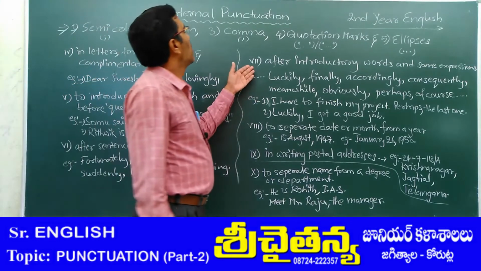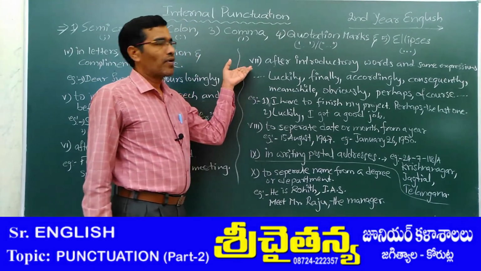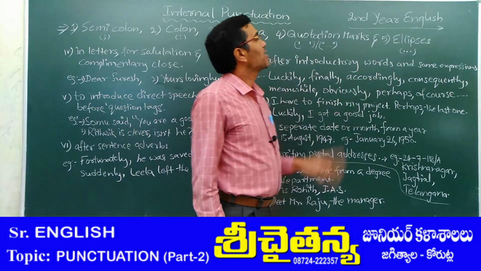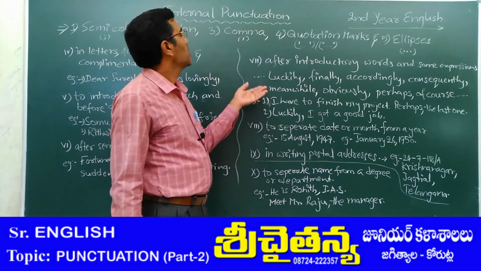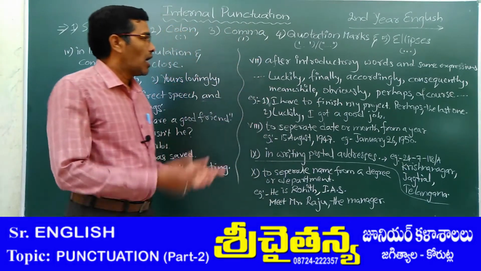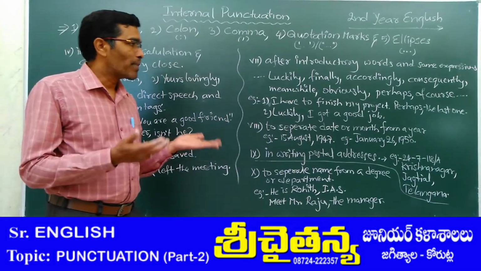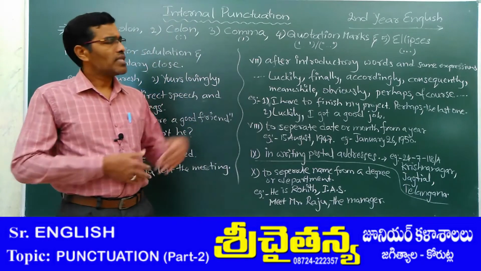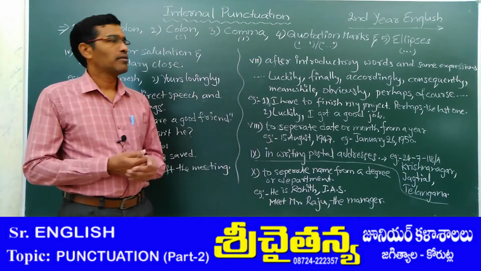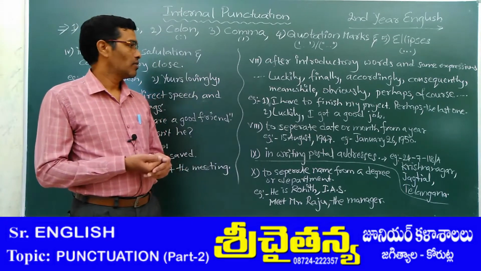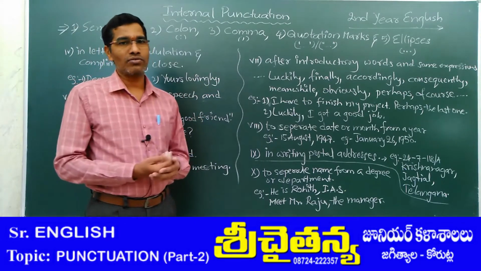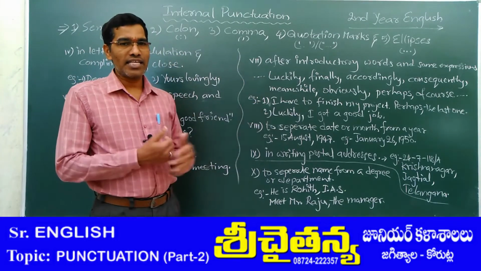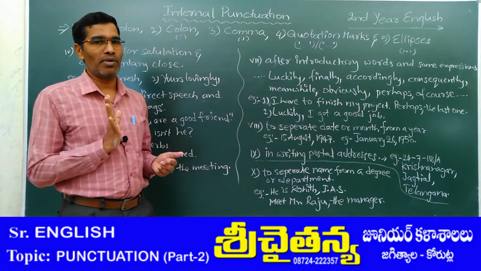Okay, let us move. The seventh usage of comma is that after introductory words and some expressions. What are they? Luckily, finally, accordingly, consequently, meanwhile, obviously, perhaps, of course, therefore. These are called introductory expressions or words. After them, we must use a comma. Whenever you find these expressions, then you must use a comma, right?